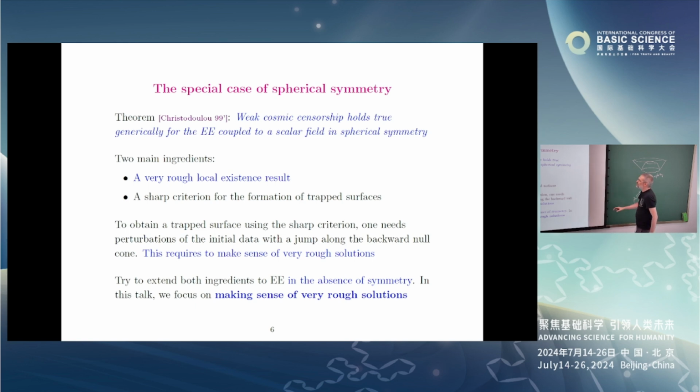Okay, so this result of Christodoulou was very influential, and what people have tried to do since is to extend both types of arguments in the absence of symmetry. I should say again that the conjecture is wide open at the moment, but the idea would be to extend both arguments. There are many results on trapped surface formation, but I'm not going to talk about those. What I want to talk about is this other important step, which is making sense of very rough solutions.